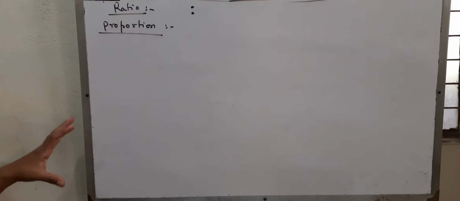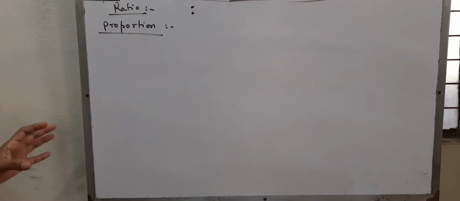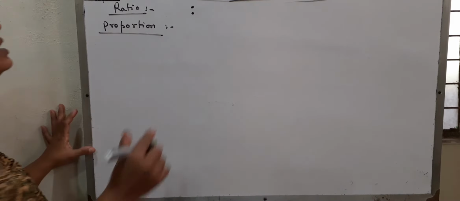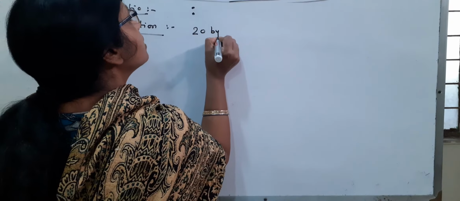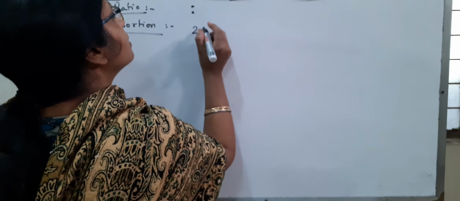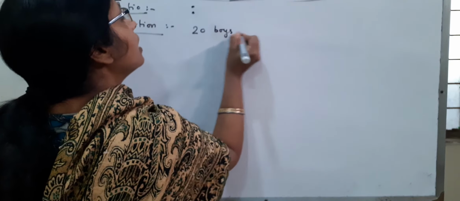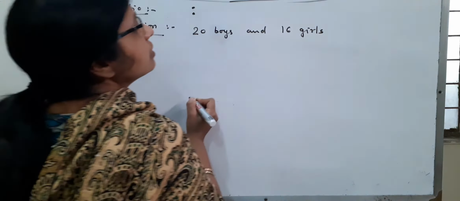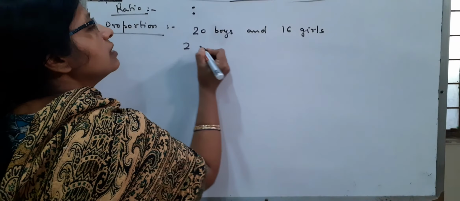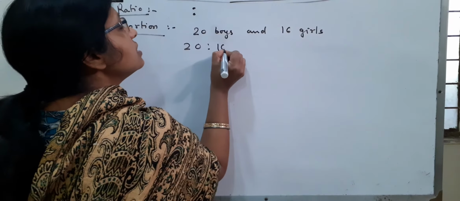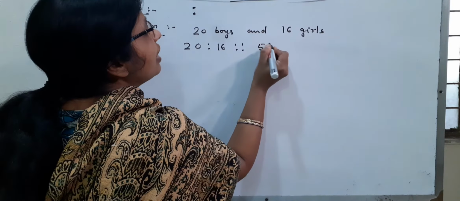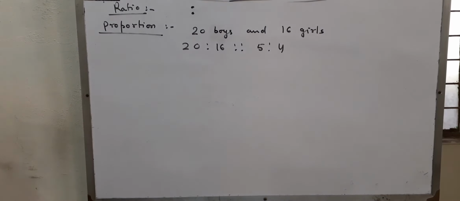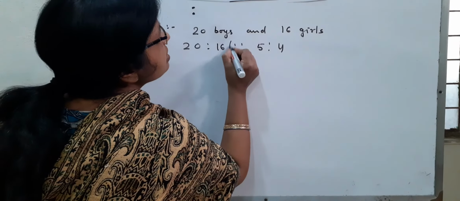It is a way of stating whether two ratios are equal or not. For example, 20 boys and 16 girls. We represent 20 ratio 16 in proportion to 5 ratio 4. These are the signs of proportion, or same as.